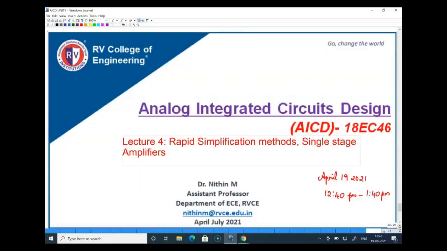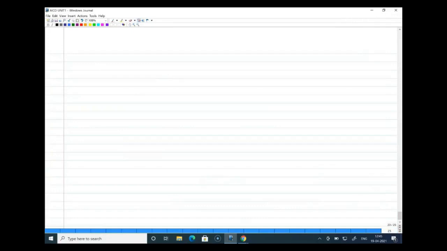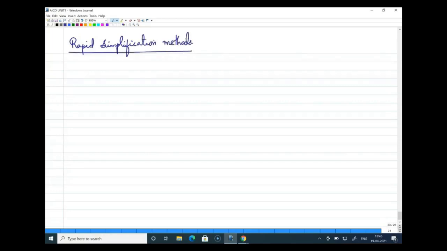I hope you guys are familiar with the methods I'm going to discuss now, which we named rapid simplification methods. You may definitely be familiar with them, but perhaps not with this title. That could be the only difference. We call these rapid simplification methods because if we know these formulas, it is very easy to solve or analyze the small signal equivalent circuit of amplifiers. That is the reason why we call them rapid simplification methods.